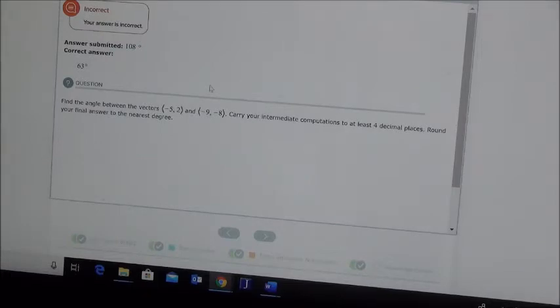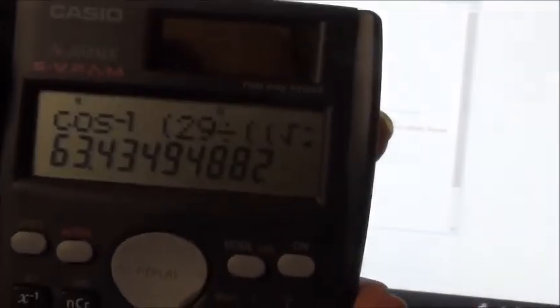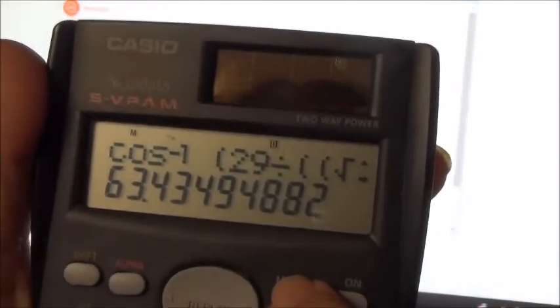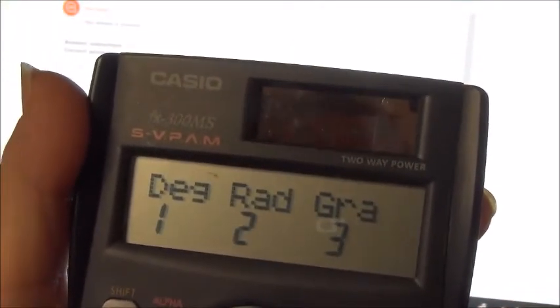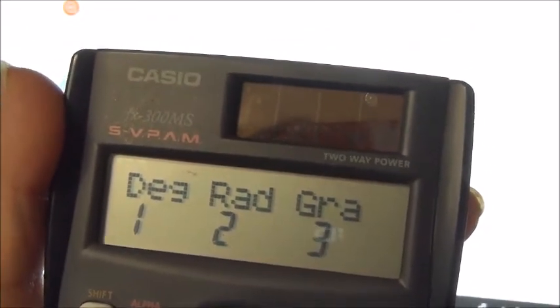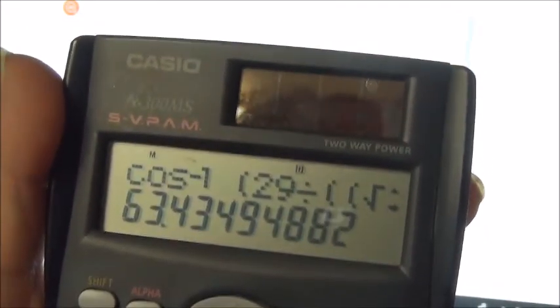Make sure your calculator is in degree mode. If you're using the Alex calculator, make sure it's in degree mode. If you're using your regular calculator, to switch the modes, you have to hit the mode button twice, and then number 1 is degree, because you may have it in radian mode from doing other problems. So make sure your calculator's in degree mode.